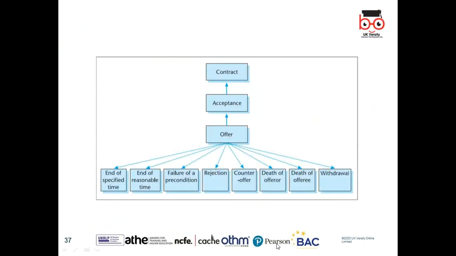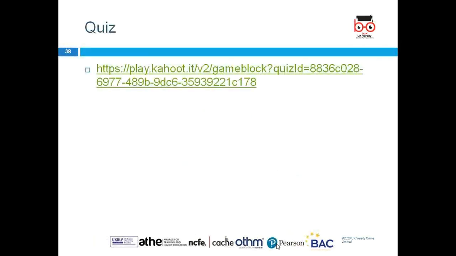This is all about what is a contract: acceptance, offer, and specific time and reasonable time. Failure of preconditions. It can be rejection, counter offer, death if it happens, both, and withdrawal. Any of these can eliminate the contract.